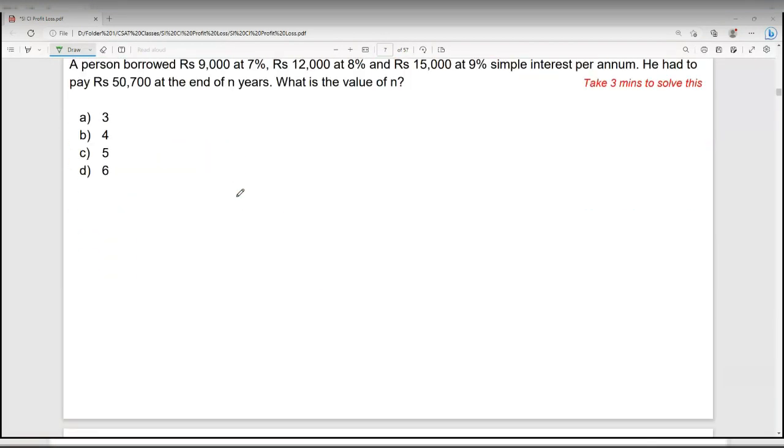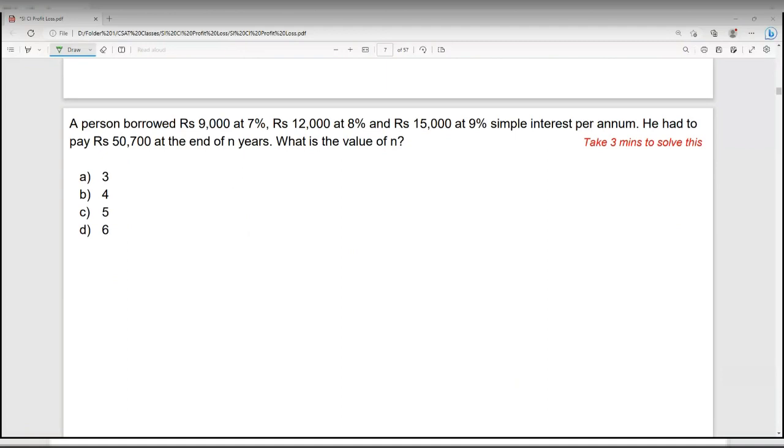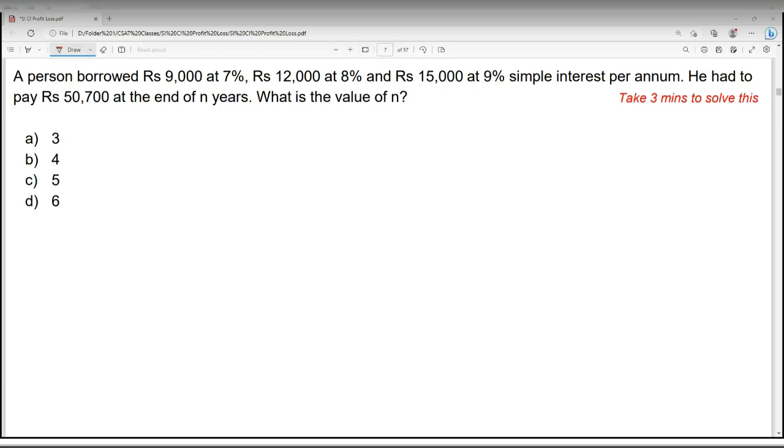So take 3 minutes to solve this. Yeah, it's time. Please select the option choices that you've got. A has got 25%, B 50%, C 25%, and D, no one has selected D. So if you are yet to select the option choices, please do that. And then we'll see how the question has to be tackled.